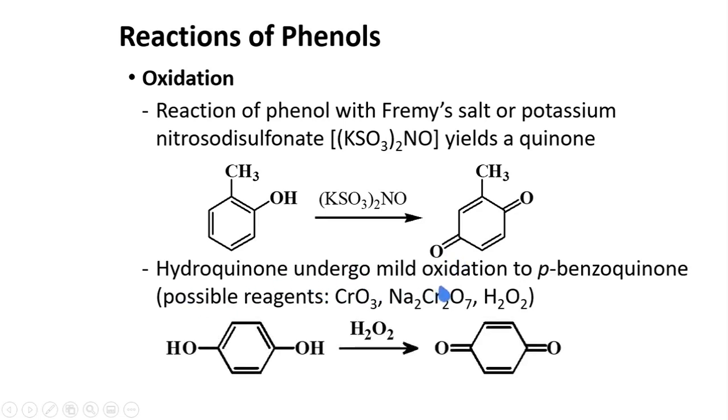Hydroquinone undergoes mild oxidation to p-benzoquinone. Possible reagents include chromium trioxide, sodium dichromate, and hydrogen peroxide. This is hydroquinone, and it will be oxidized to p-benzoquinone. Once you have your benzoquinone, it can be reverted back to hydroquinone by tin chloride.